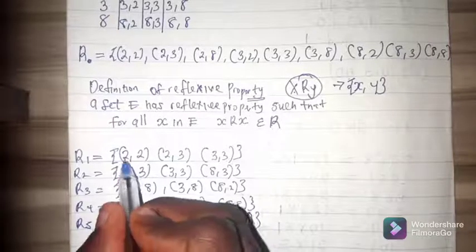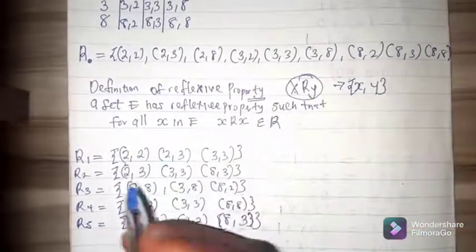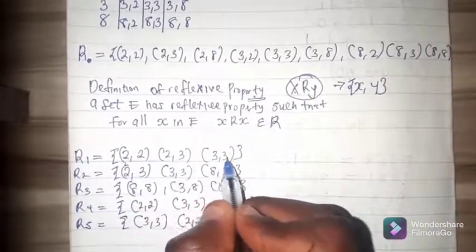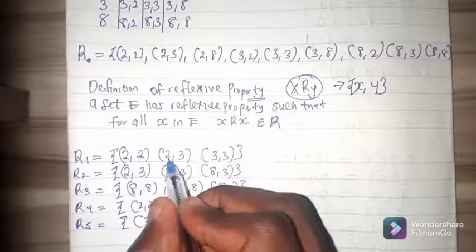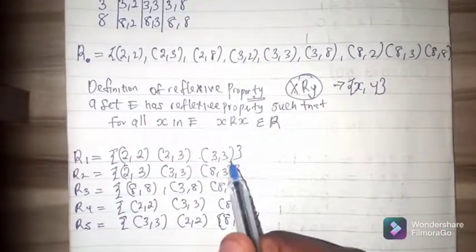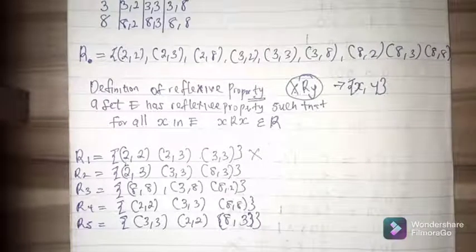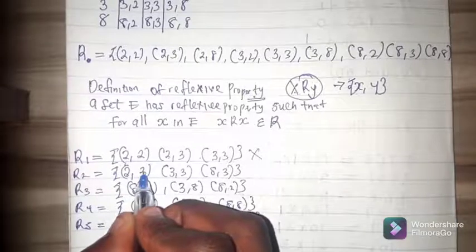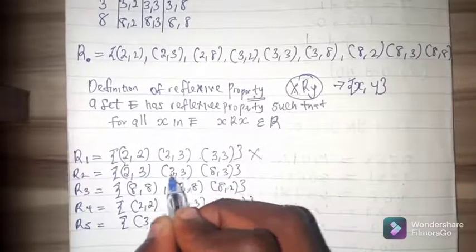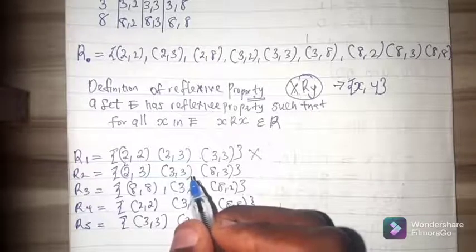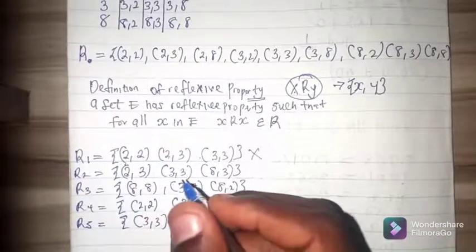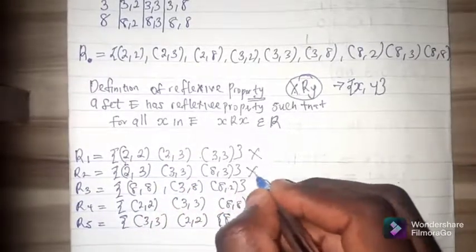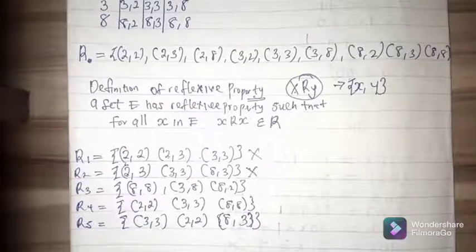If you pick yes, then I guess you are wrong. Let's check. 2 is related to itself: 2,2 and 3,3. I have two reasons to say that this is reflexive, but 8,8 is not there, so this is not reflexive. Let's go to R2. 2,3; 3,3; 8,3. 3,3 is there, which simply means it is reflexive. But 2,2 and 8,8 are not there, so it is not reflexive. Let's go to R3.